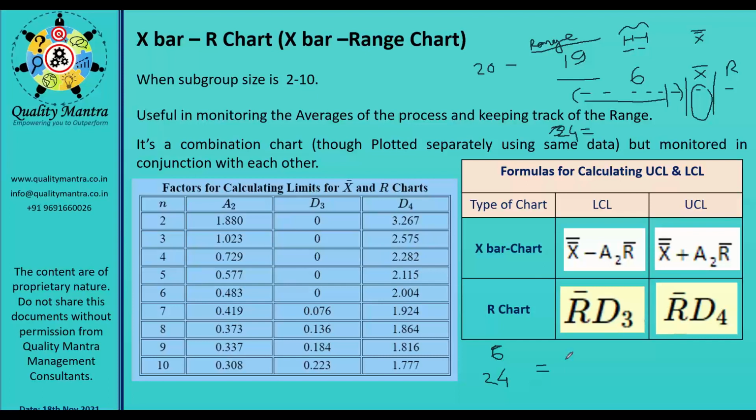6 data every hour. You have 24 hours. How much data will you collect? 144, right? Simply do 25 into 6, that is 150 minus 6, if you want to calculate it quickly instead of using the calculator.